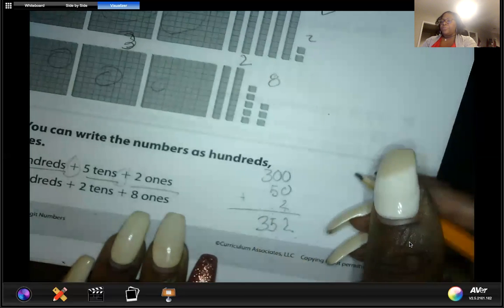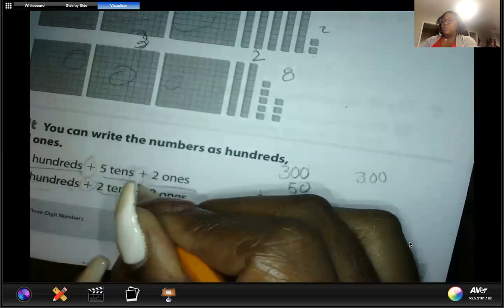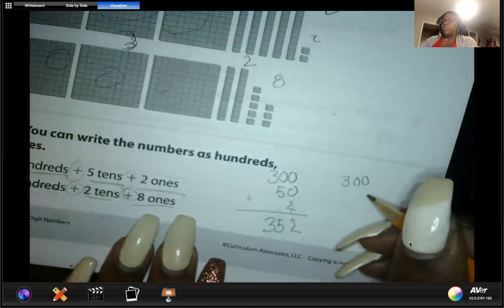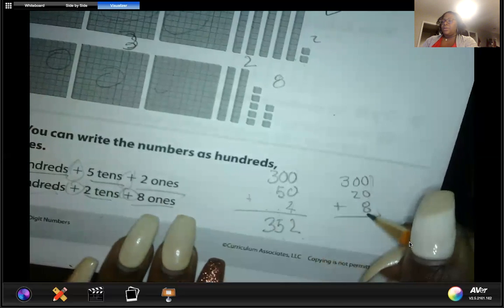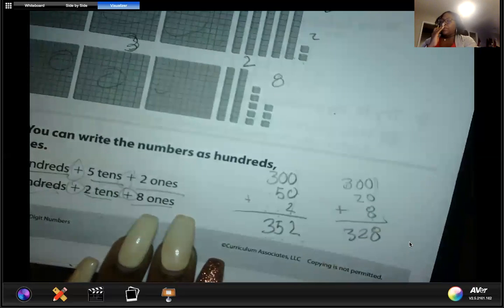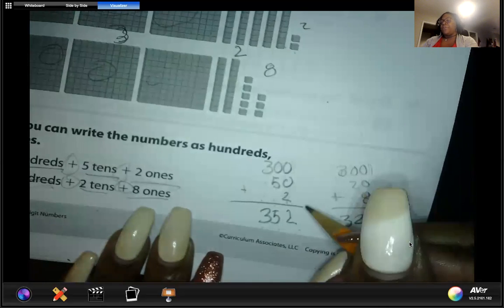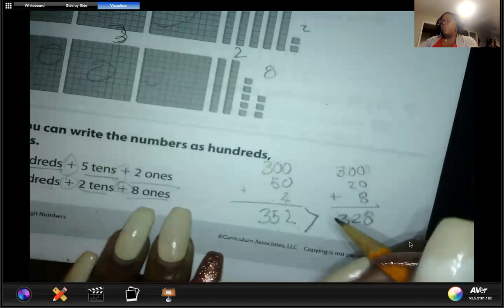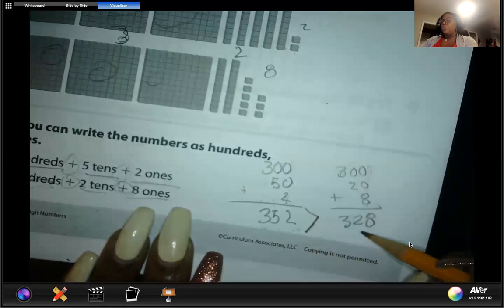Let's look at the other number. 300 plus 2 tens plus 8 ones. 300, 20, and 8. Let's use our alligator mouth. Our alligator wants to eat that big number, right? So 352 is greater than 328. Do we see that?